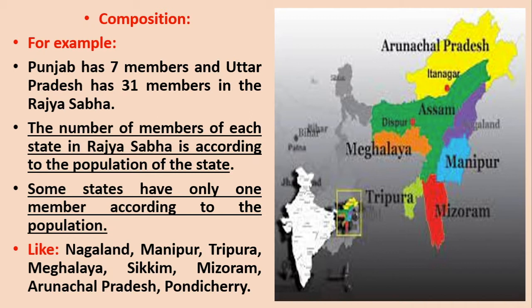The number of members of each state in Rajya Sabha is according to the population of the state. Some states have only one member according to the population. And you can see in the map that some states are the northeastern states. They are Nagaland, Manipur, Tripura, Meghalaya, Sikkim, Mizoram, Arunachal Pradesh, and Pondicherry even. So these are the northeastern states which have less population, and as we know, the upper house members are according to the population of the state. So they send only one member in the Rajya Sabha.